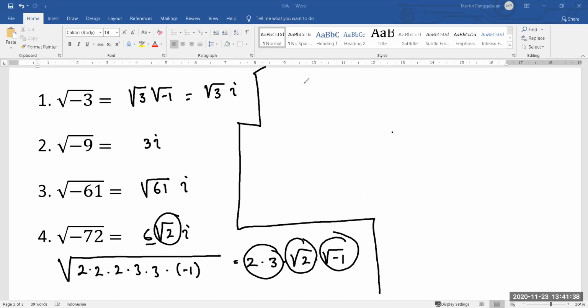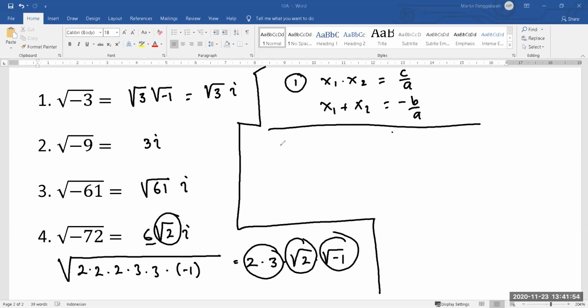Okay, so now let me just conclude for today's material. The first thing that you have learned is whenever you have roots, it is plus or minus. Okay, this is a different one, right? For number 2, imaginary numbers. The first thing is square root of negative 1 equals i.